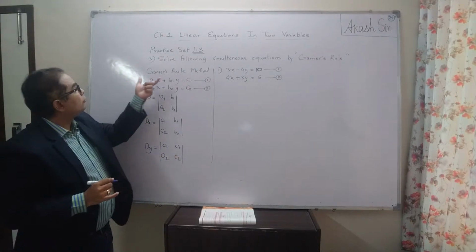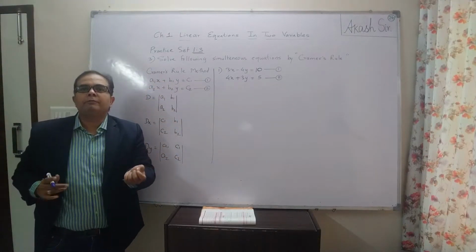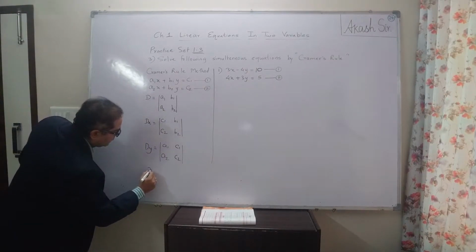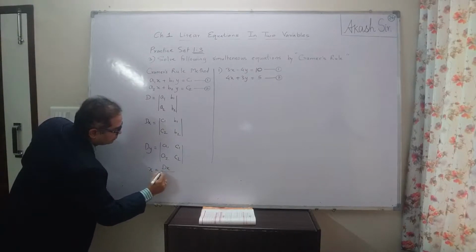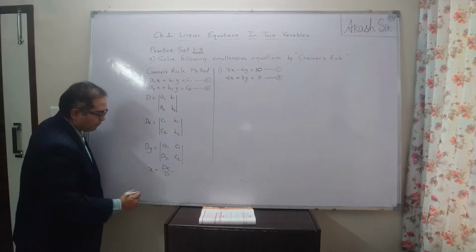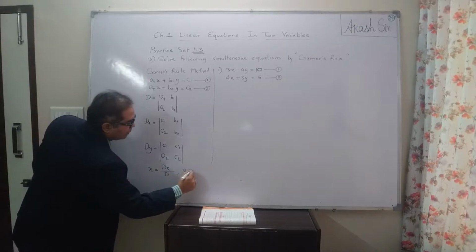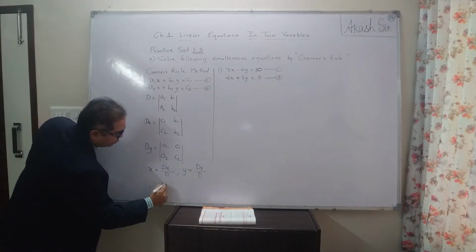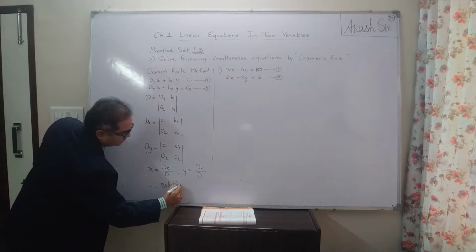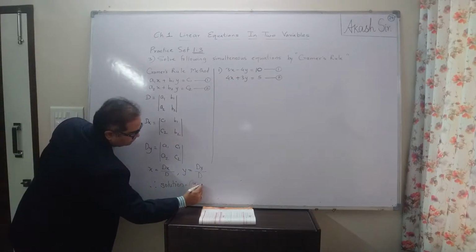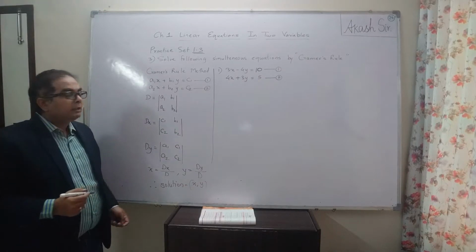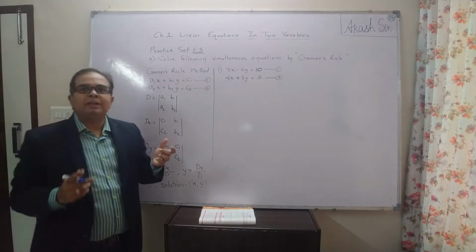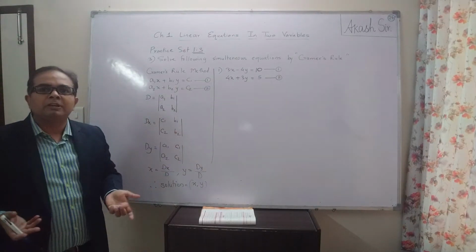Now, for solving any example, we should find out the values of the variables x and y. So what is the formula for x? x is equal to Dx upon D and y is equal to Dy upon D. These are the formulae for x and y. Then we can write the solution (x, y). So this is the explanation of Cramer's rule. Let's see one example so that this becomes much clearer to you.